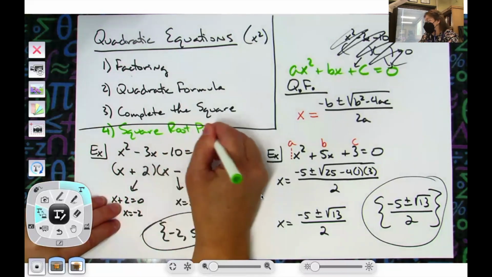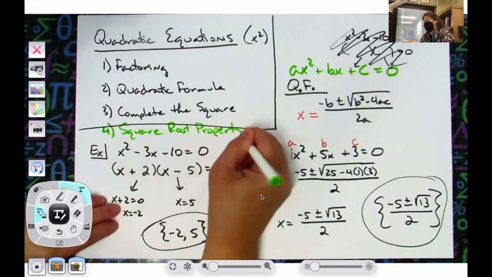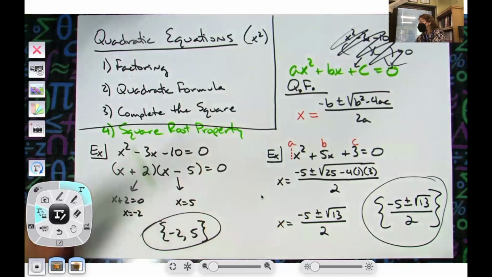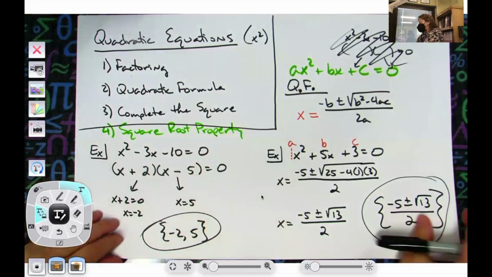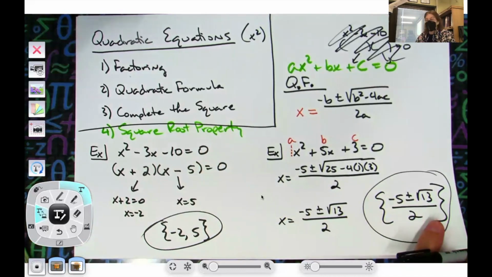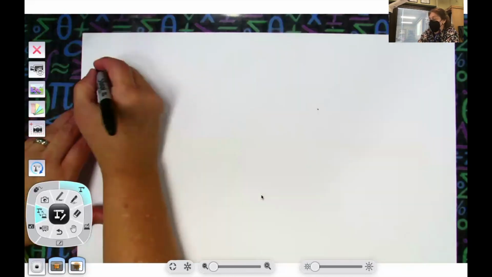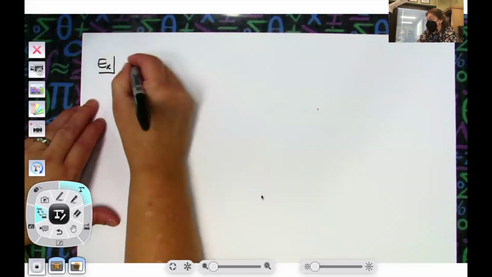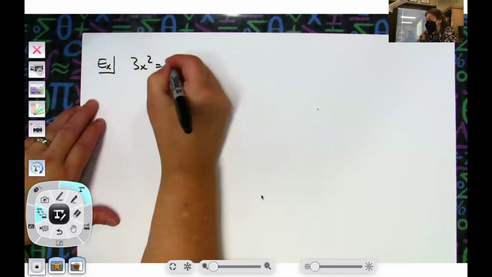Completely forgot about that. You can use the square root property if you had a really, really simple quadratic equation. All right, so let's do an example of that. Like real simple, as in, what if you had something like 3x squared equals 27?